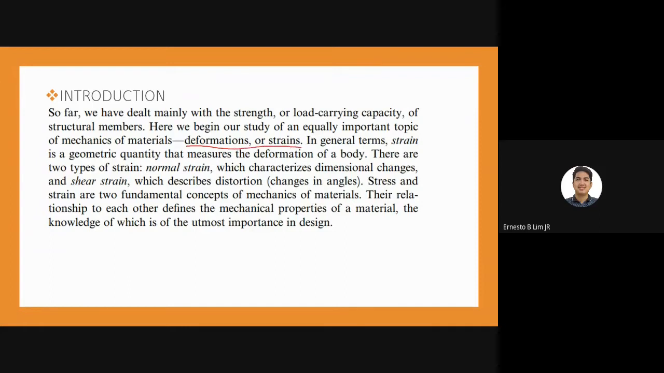So in general, strain is a geometric quantity that measures the deformation of a body. So there are two types of strain. Normally, these are the normal strain, which characterizes the dimensional changes, and second is the shear strain, which describes the distortion or change in angles of a particular material.